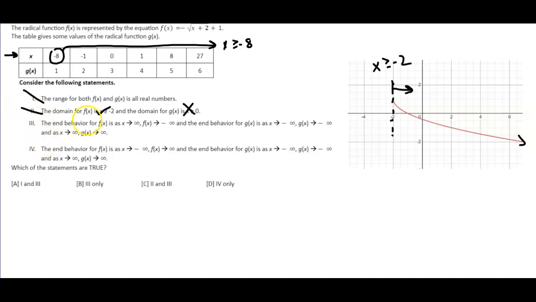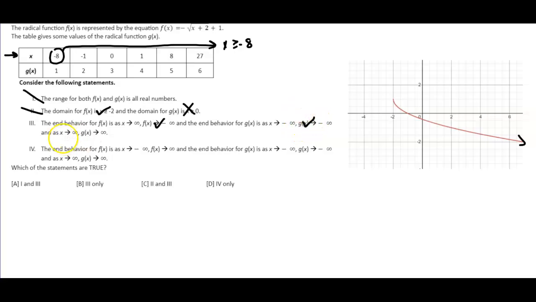Let's look at 3. The end behavior for f of x is, as x is increasing, my y's are going down. So let's look at that. As my x's increase, as I go right, my y's are going down. That is true. All right, so far so good. And the end behavior for g of x is that as x is decreasing, so as I go left, my function is going down. So let's go left on the table. On the y's, as I go left, my y's are going down. That's true.